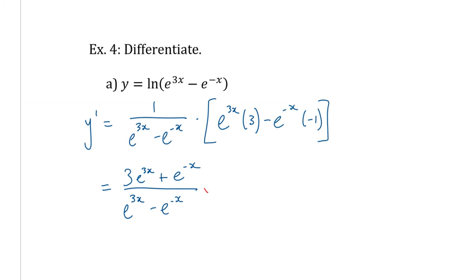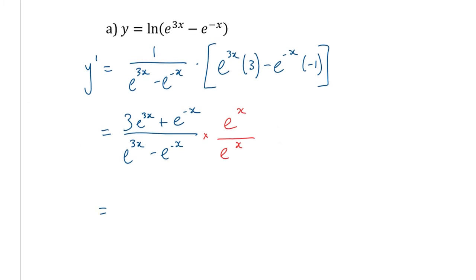Well, what if I multiply by e to the positive x over e to the positive x? And if I had negative 2x, I would have to multiply by e to the positive 2x, right? Or negative x squared, multiply by e to the positive x squared to get rid of that, right? So this is going to multiply into both on top and both on bottom. So this becomes 3e to the 4x plus 1e to the negative x.